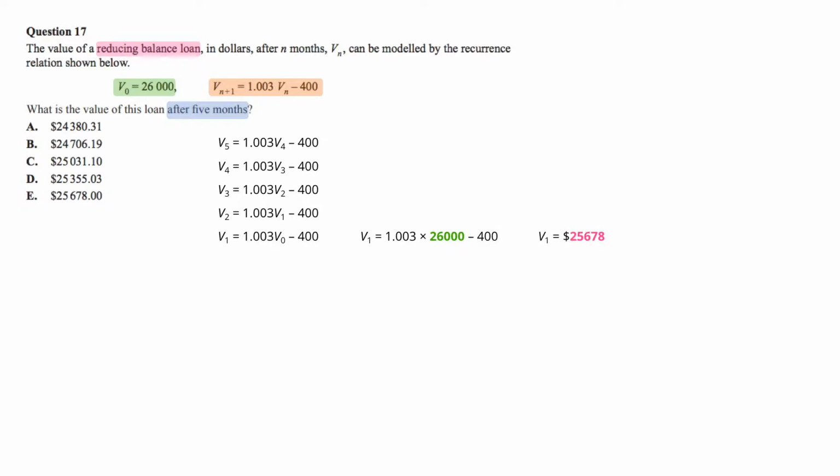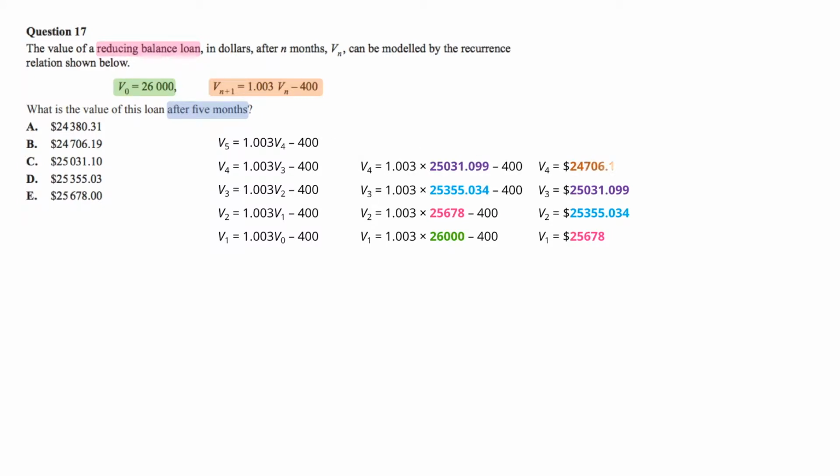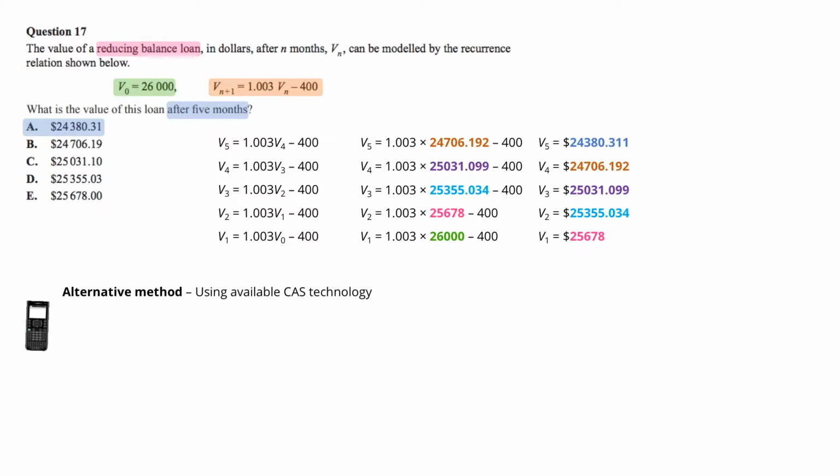Now we have the value of V1, so we can substitute this value into V2 and calculate the value of V2. Subsequently, we calculate the value of V3, V4, and V5. So the answer we are after is option A, $24,380.31.